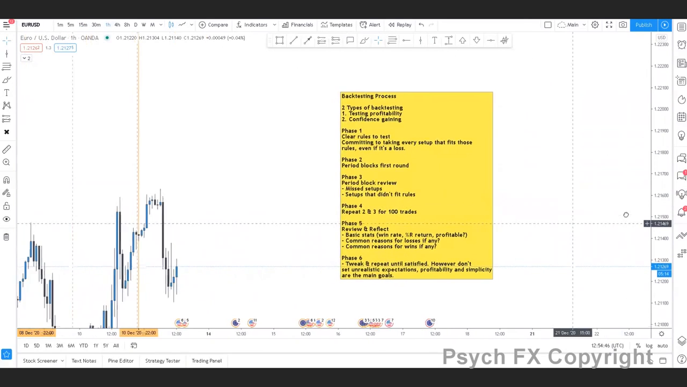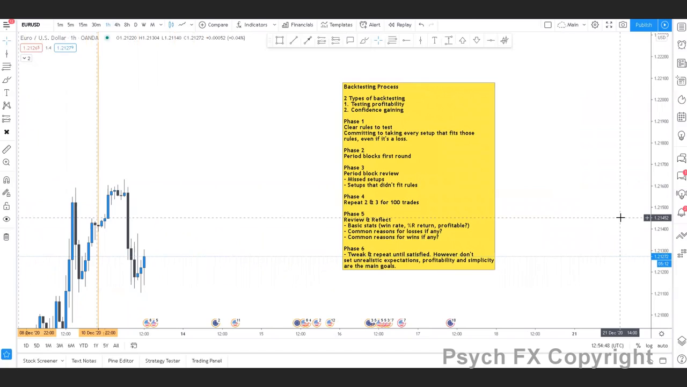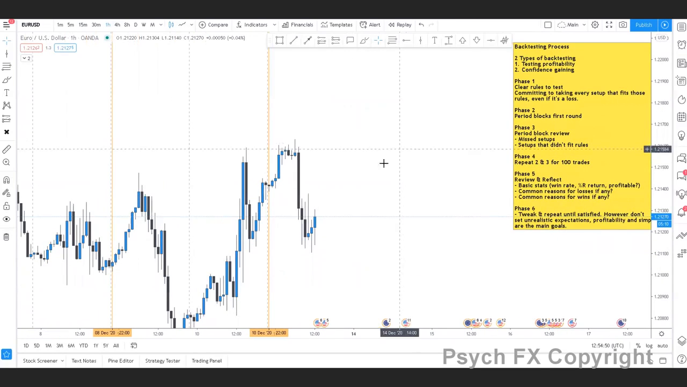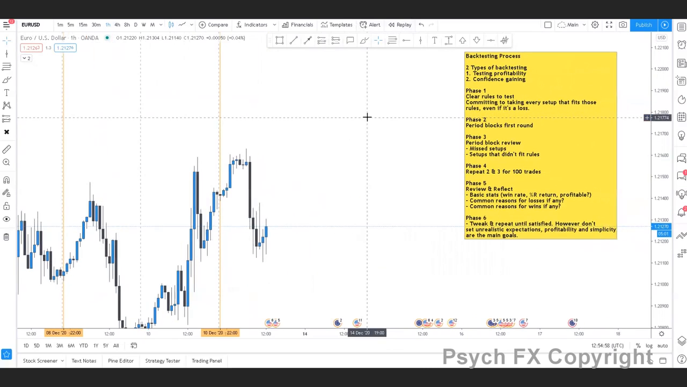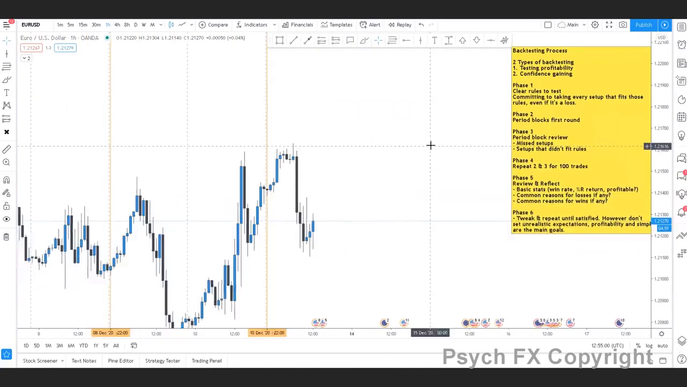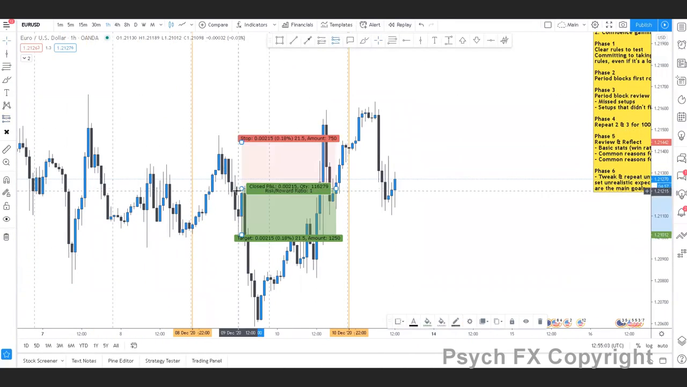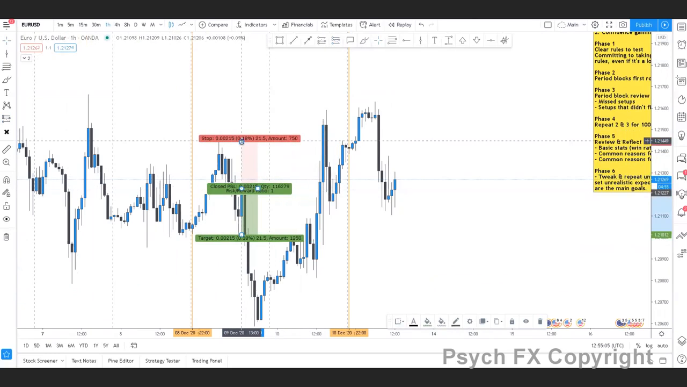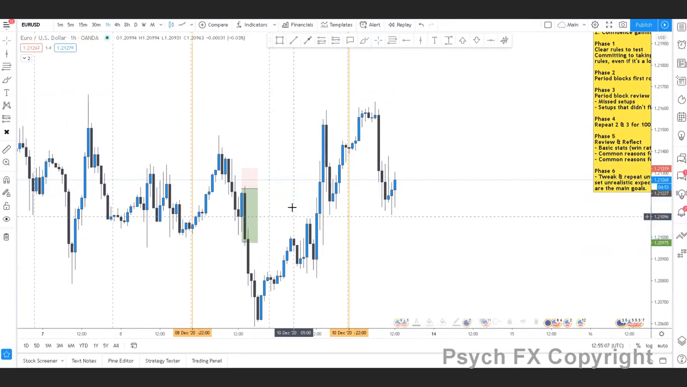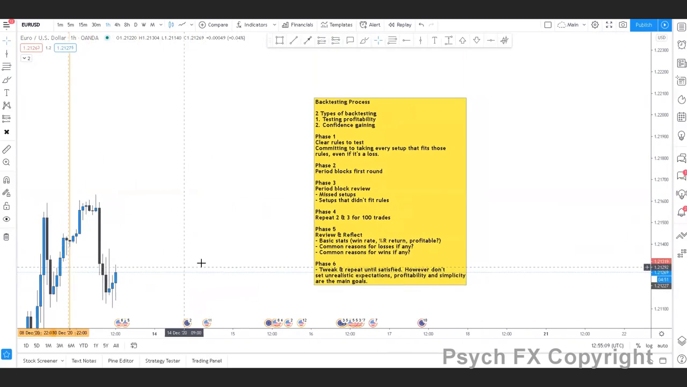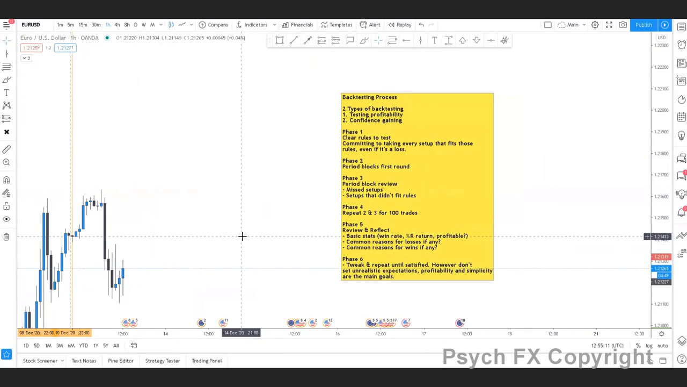So we need to pick what our period block is, and then we want to do our first round. By that, I basically mean you want to trade all of the opportunities in there in live conditions, either in a simulator or pressing replay mode on TradingView. After you've done that, your chart will look something like this. Let's say you've got 10 of these trades here, loads of wins and losses. The next thing we want to do is go to phase 3.